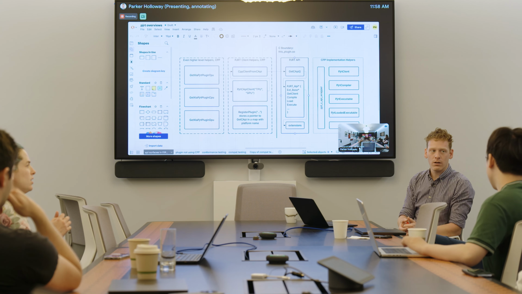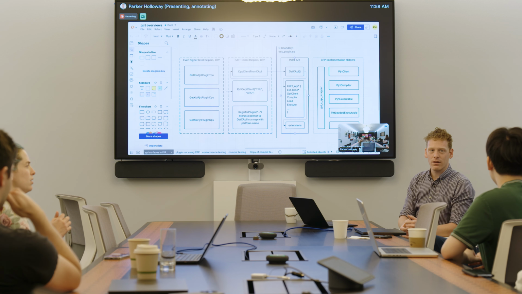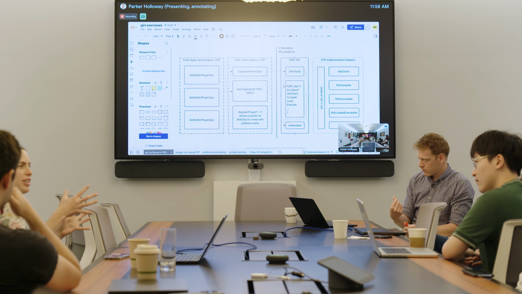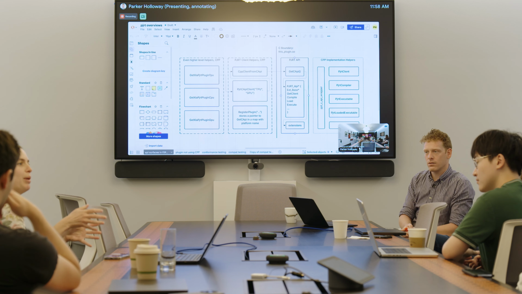To be fair, is this really a question for PJRT? I think that you probably need more end-to-end. Yeah, and host offloading happens kind of underneath even PJRT. The compiler deals with that.